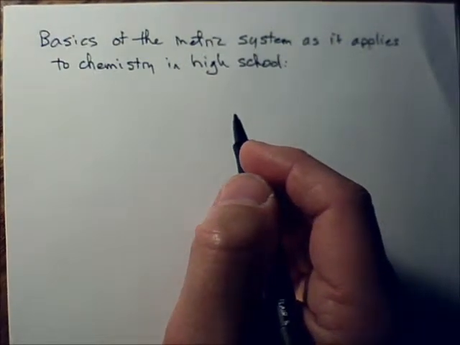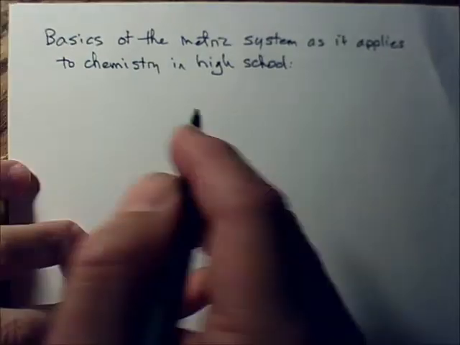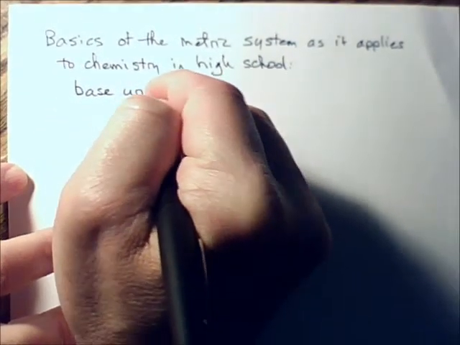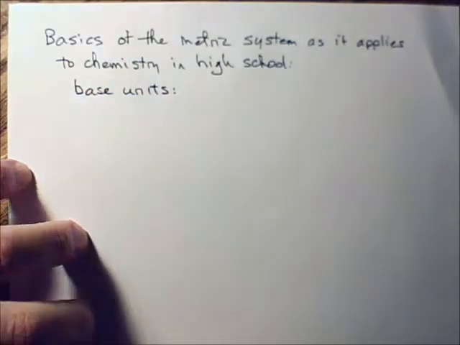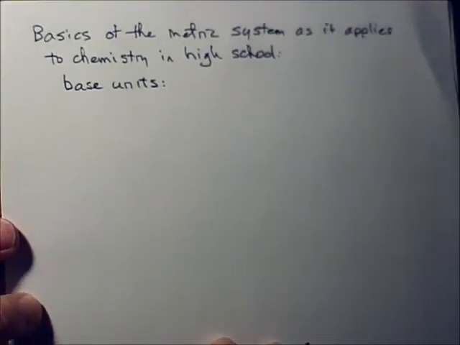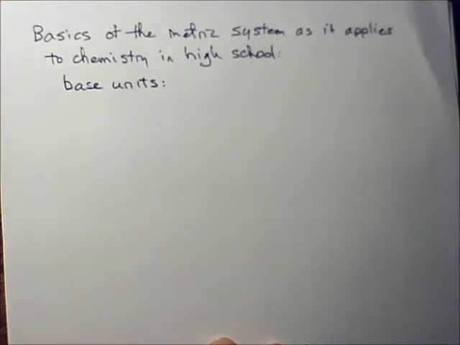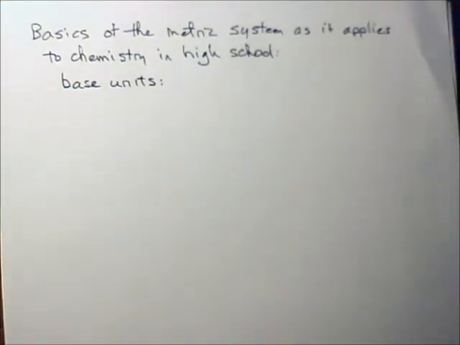So, base units. Let's talk about something called base units. Base units are the units, measurement units in the metric system that, at least the ones we're going to use in here is what we're going to talk about. Base units are the ones in chemistry or in any metric system that's being used that have no prefixes.